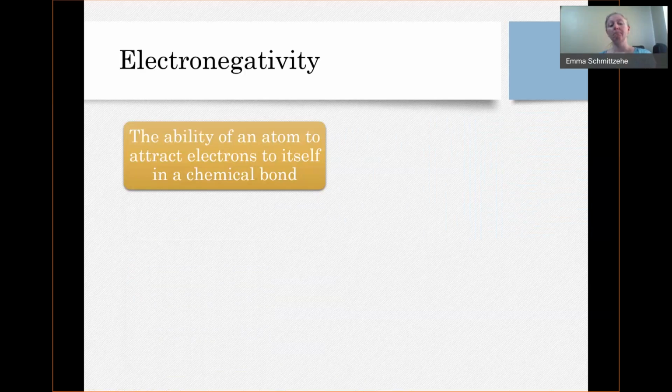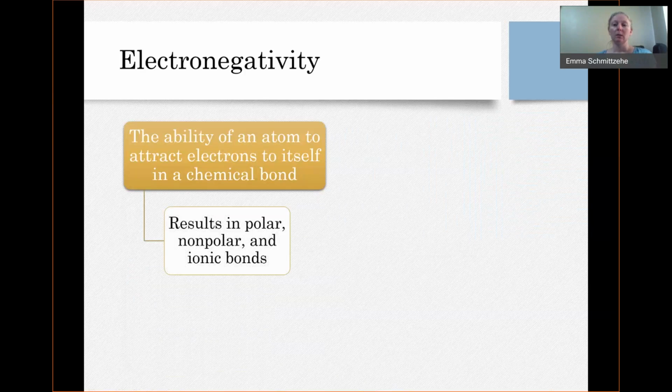Okay, so with this, that pull that it has actually results in what we would call polar, nonpolar, and ionic bonds. So really what we're talking about is covalent bonds and ionic bonds, but covalent bonds can be either polar or nonpolar, depending on if you have an atom that has a stronger pull on the electrons than the other in that particular compound.